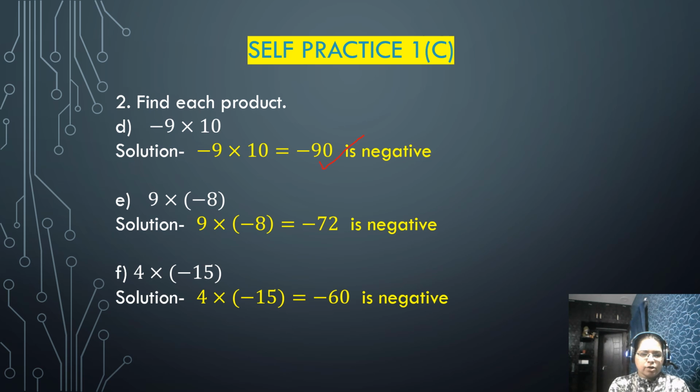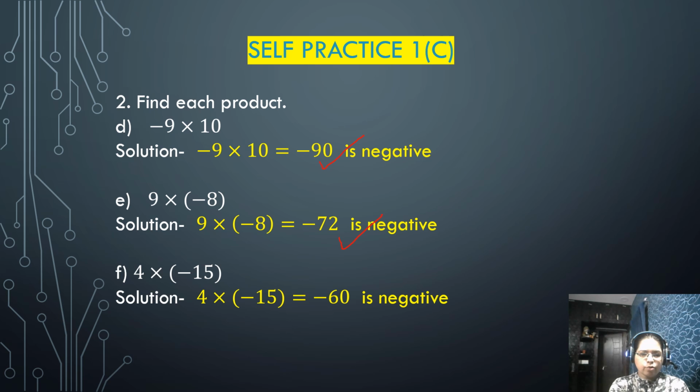E. 9 multiplied by minus 8. Here 9 is a positive integer and minus 8 is a negative integer. Multiplication of positive and negative, we get a negative integer. So 9 multiplied with minus 8, we get minus 72, and minus 72 is a negative integer.